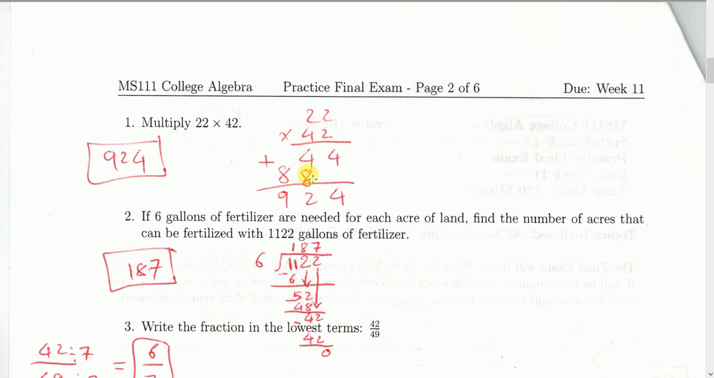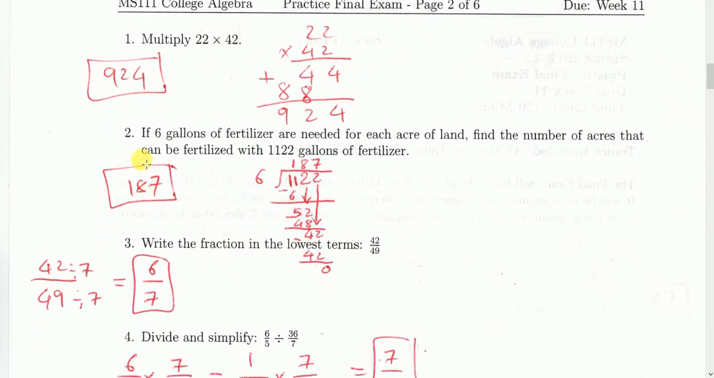Now the second row, move to the left by 1 place. 4 times 2 gives you 8. 4 times 2 gives you 8. And then sum them up together. So 4, 8 plus 4 is 12. So write 2, carry 1 over. 8 plus 1 gives you 9. So the final answer is 924.